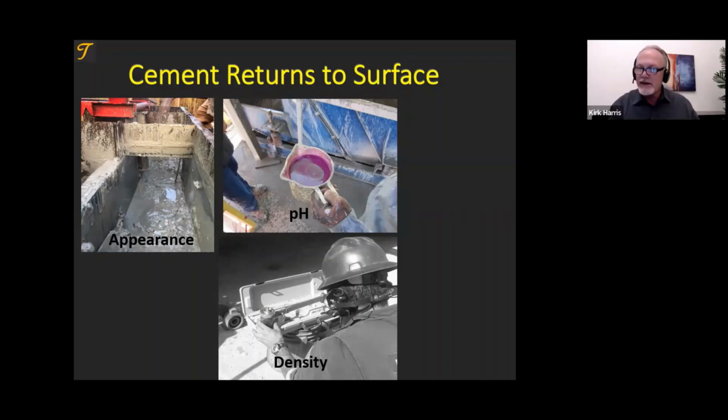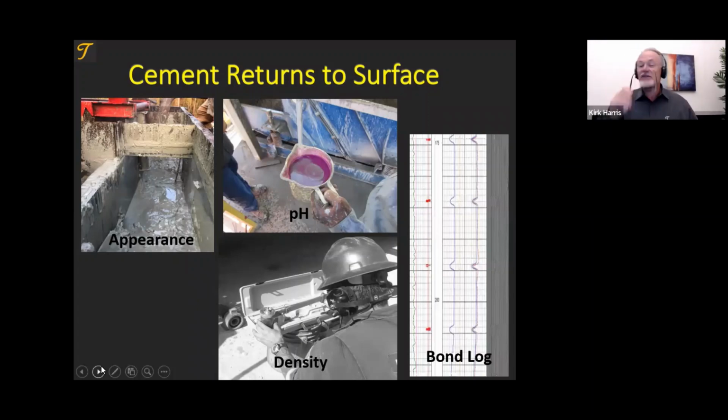And then finally, the ultimate. When it's all said and done, we'll find out if we have cement there, regardless of what was stated. And even if we have cement, it may fall back, but we'll have the bond. So do we get returns to surface, and how can we help?